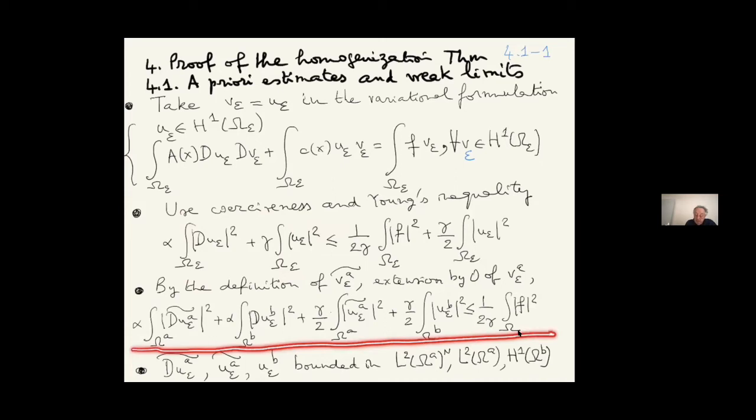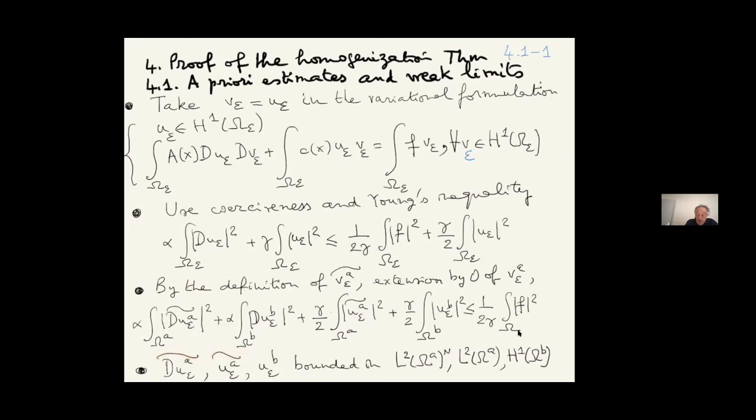which says that the gradient of u_a epsilon and the twiddle of u_a epsilon are bounded in L2 of omega to the power n and L2 of omega_a, and u_b epsilon is bounded in omega_b. So this is the a priori estimate, which is very close to the classical a priori estimate that you have multiplying, using u epsilon as test function in the equation. Except that here we have to extend u_a epsilon into u_a epsilon twiddle, and the gradient of u_a epsilon into the gradient of u_a epsilon twiddle.